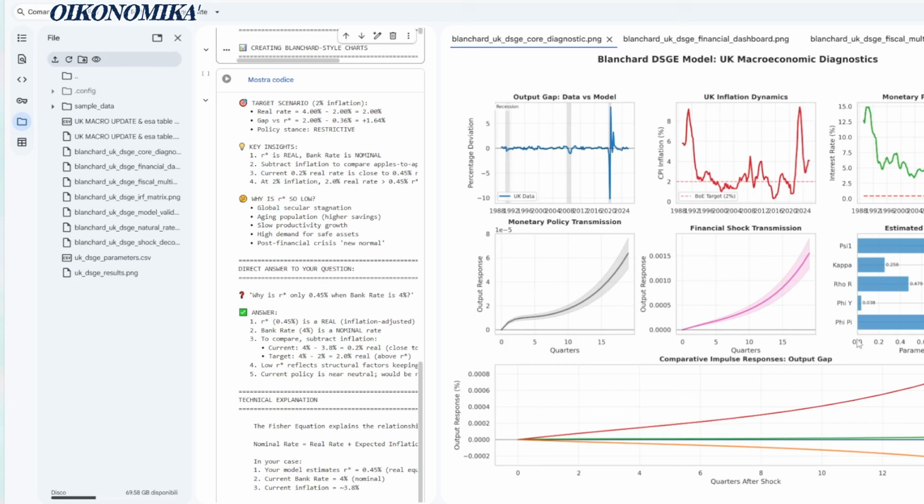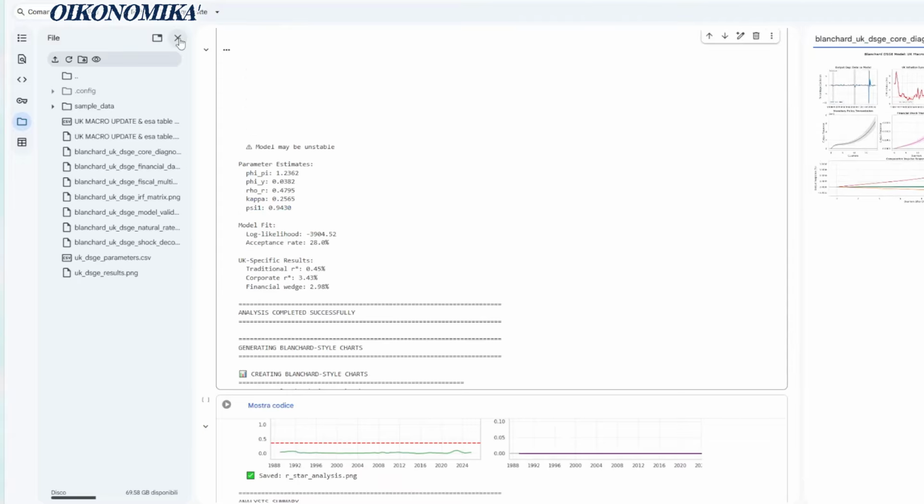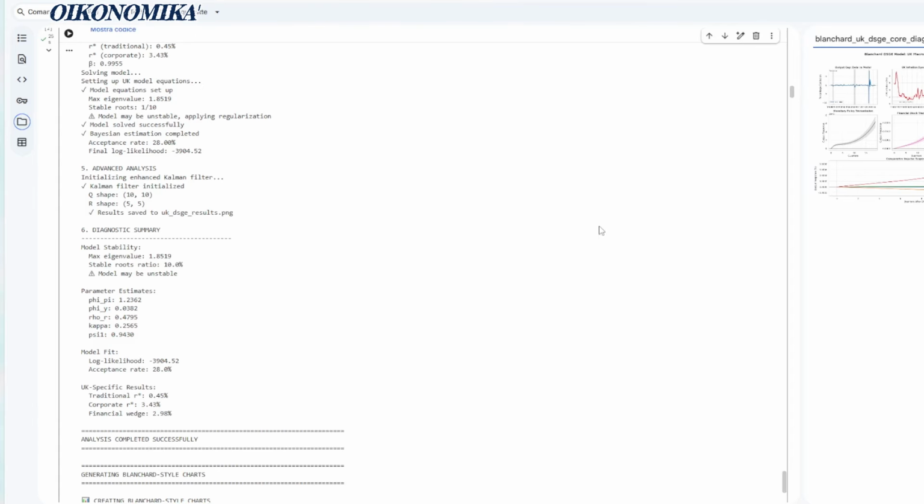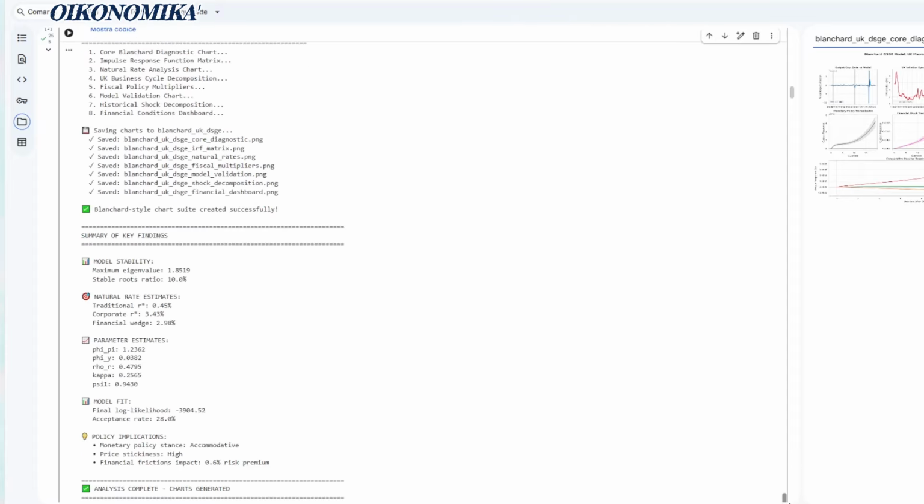And I'll just say that we have phi pi, which is the reaction. We can see here again. Pardon me if I narrow down the thing. Okay, we can see here the results.